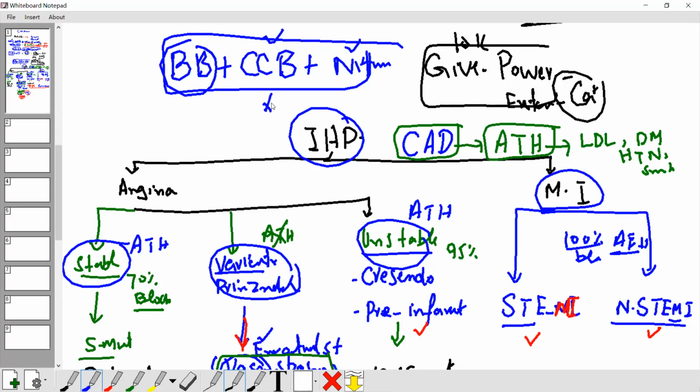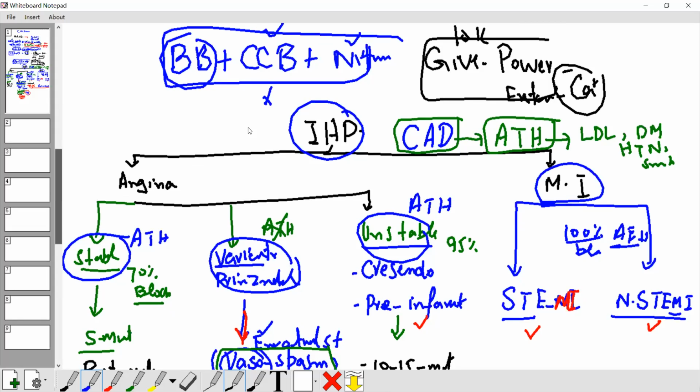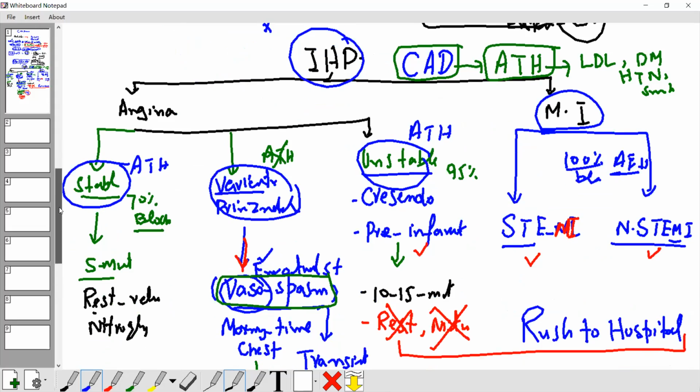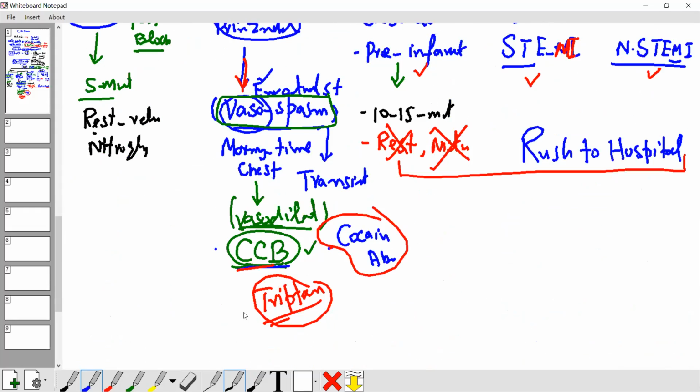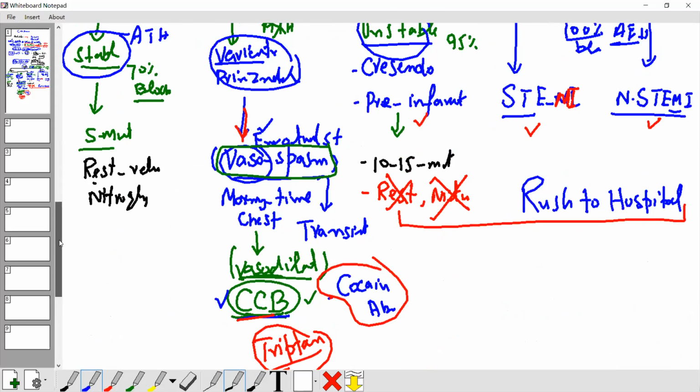Understand? Otherwise, you can use calcium channel blockers, which are very good drugs for ischemic heart disease. Okay, now again come back. Drug of choice for variant angina, Prinzmetal angina? Calcium channel blocker. Let me explain the groups of calcium channel blockers.